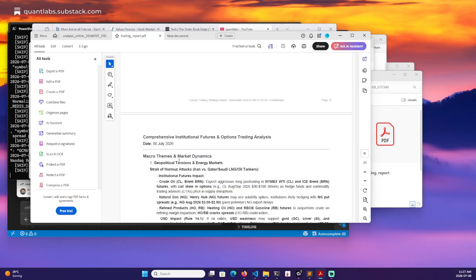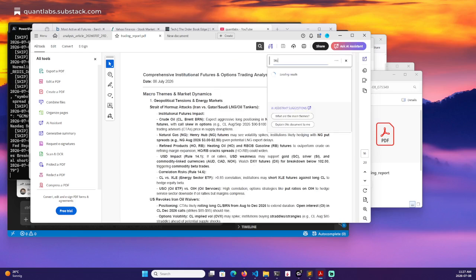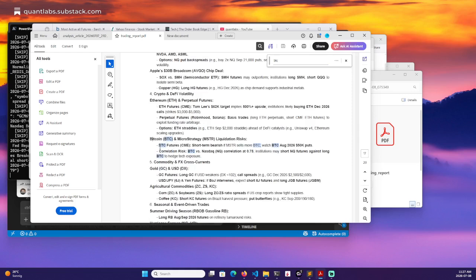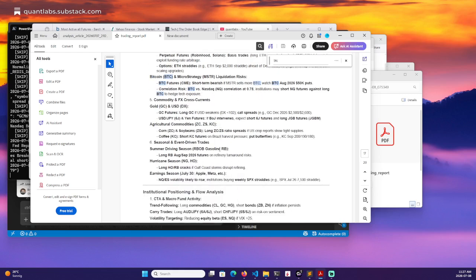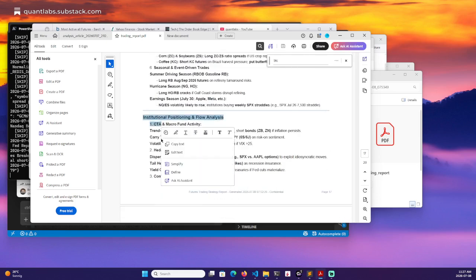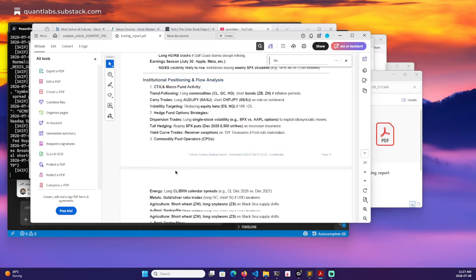Again, let me just show you the crypto here. So you can see here there is technical analysis, but that's kind of like a joke, I guess you could say. So here's some Bitcoin analysis with the MicroStrategy liquidation risks as well, and it just goes on and on. You can see here it covers CTA, macro funds, what they're doing, how they're positioning, and why hedge funds specifically.